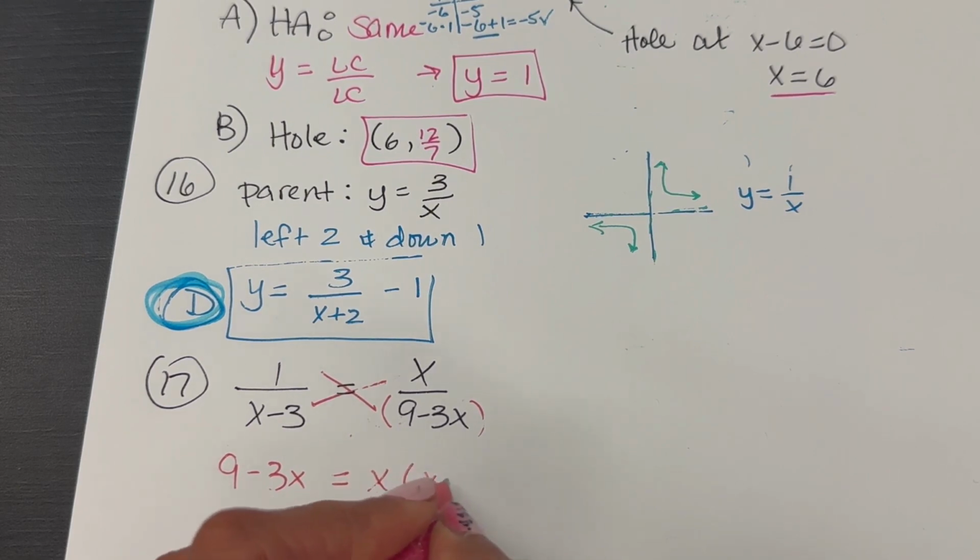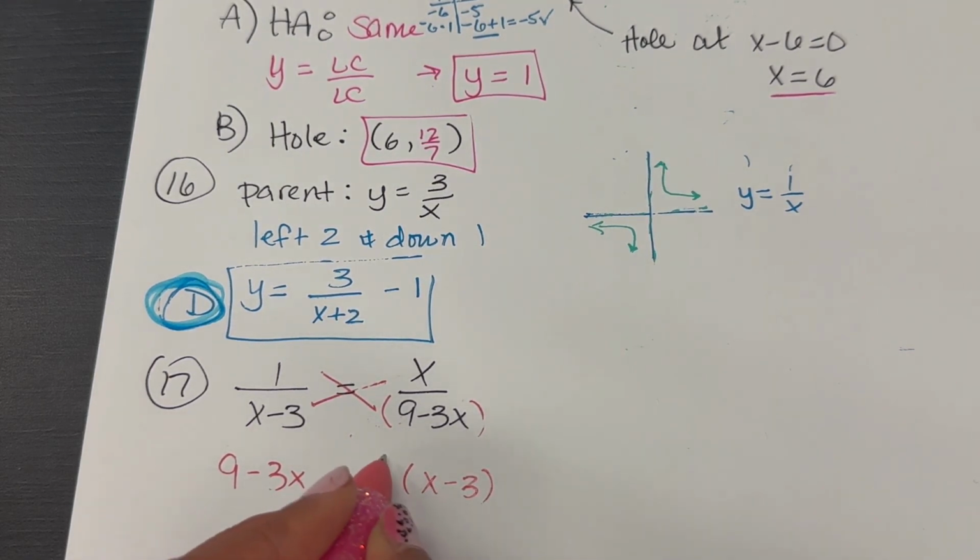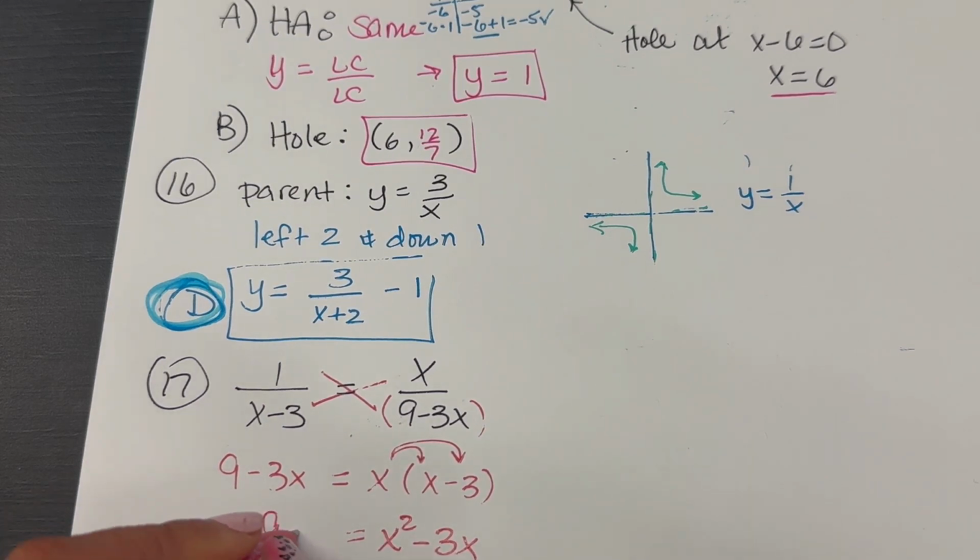Now that one, I need parentheses around for sure because I'm going to have to distribute here next. Okay, so x times x is x squared, x times negative 3 is a negative 3x, and then 9 minus 3x on the left-hand side of that equals.